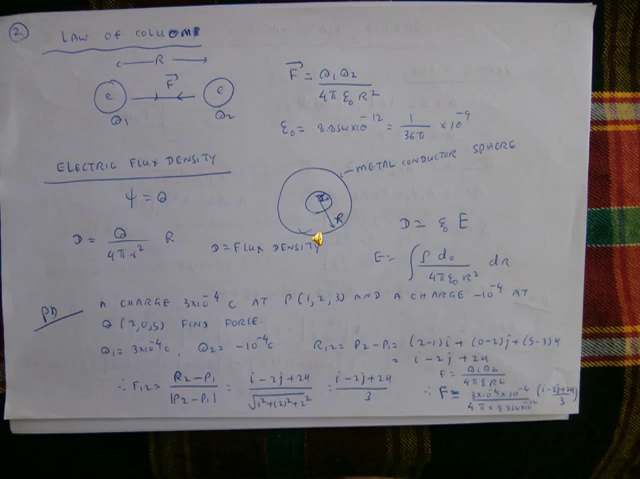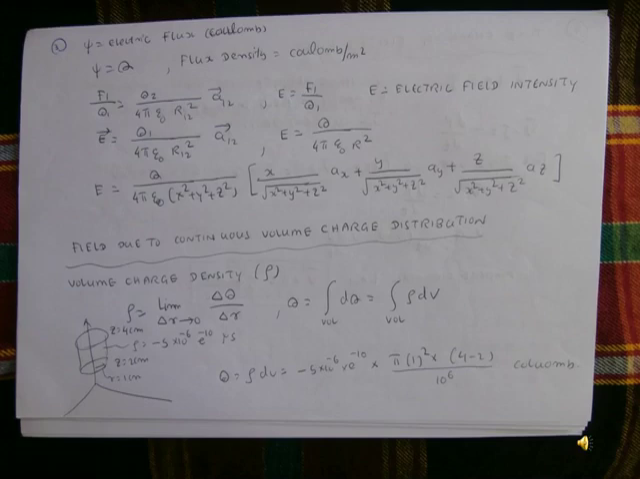The F12 vector will be I minus 2j plus 2k divided by the square root of 1 square plus 2 square plus 2 square, so that gives I minus 2j plus 2k divided by 3. Then F equals Q1 Q2 divided by 4 pi epsilon R square. Substituting the values, 3 multiply 10 power minus 4 multiply 10 power minus 4 divided by 4 pi multiply 8.854 multiply 10 power minus 12, multiplied with I minus 2j plus 2k divided by 3, gives the required force.